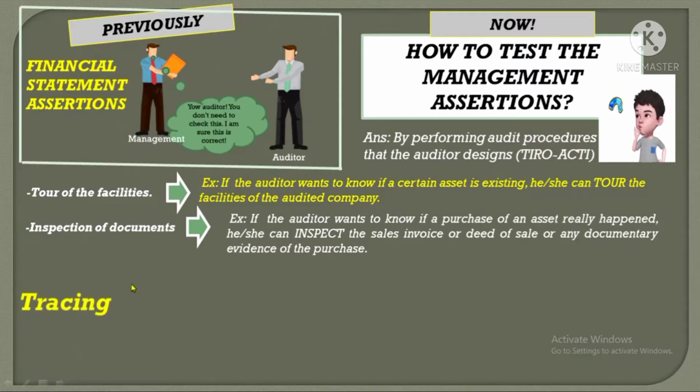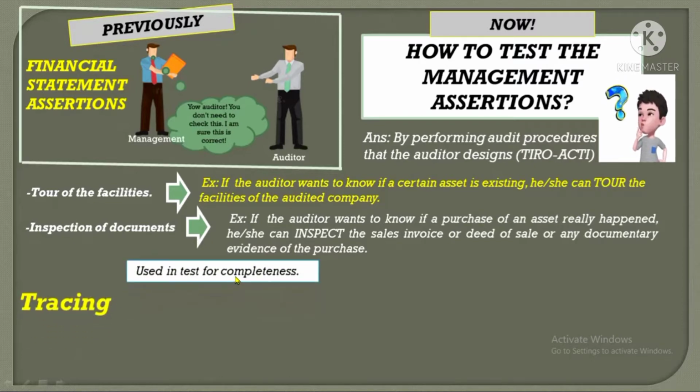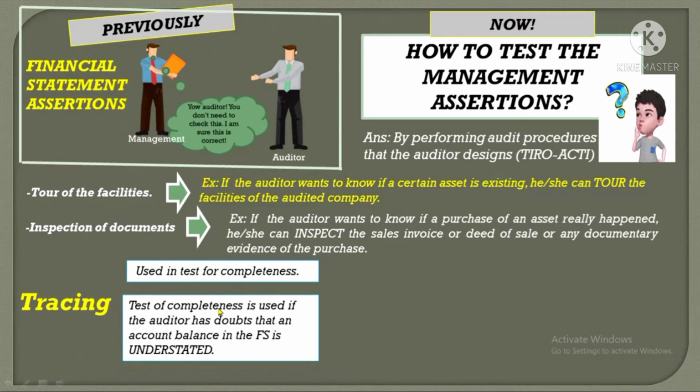Let's start with tracing. Tracing is actually used to test for completeness. To understand this, remember, if you have doubts that an account balance is lacking or something was not included in the financial records, or if you doubt that an account balance or balances is understated, you must test for completeness. So, testing for completeness, if reduced to simple terms, is just testing used if you doubt that something was not recorded or something was lacking or understated.